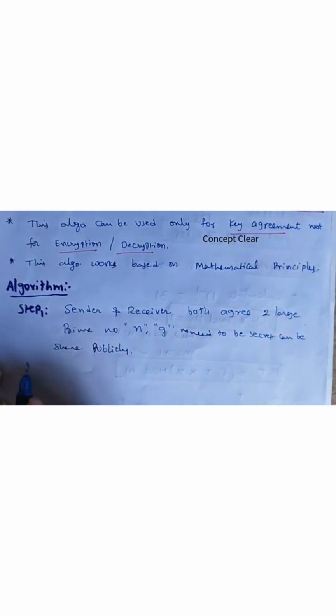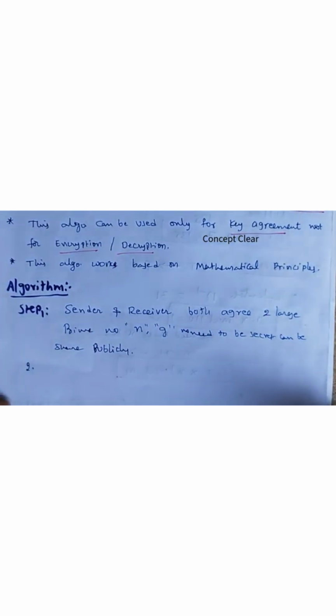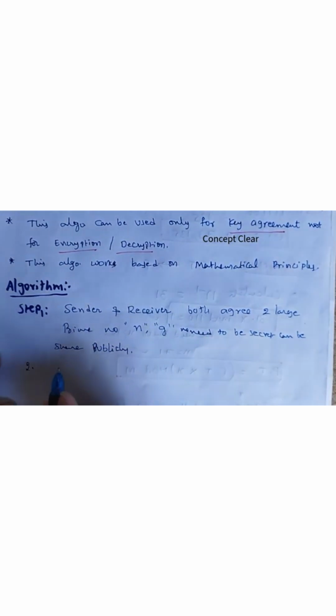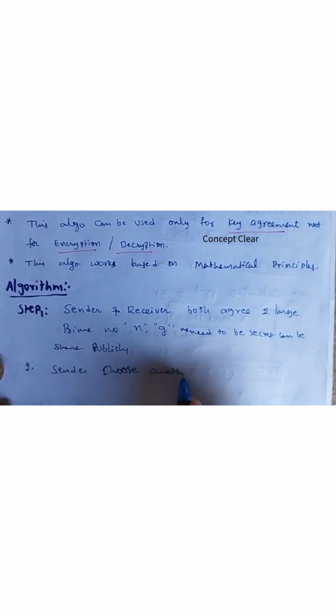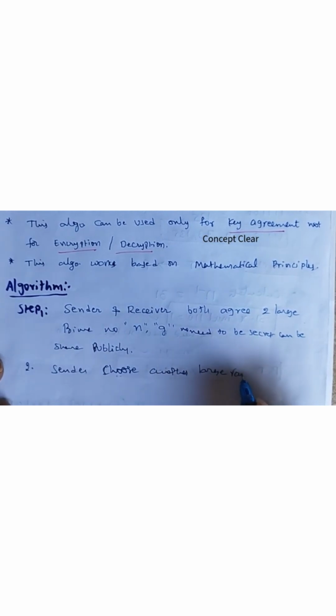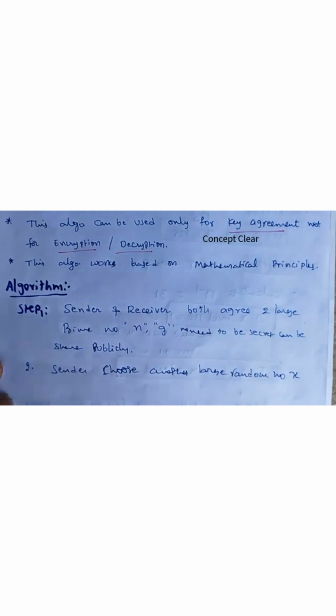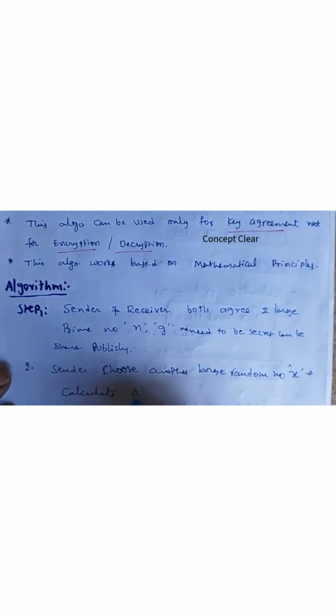The second step is that the sender chooses another large random number x and calculates a value A equals g power x mod n.